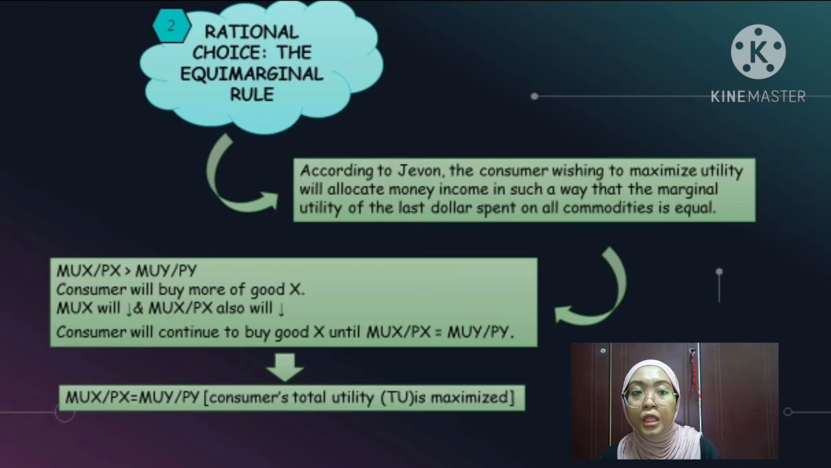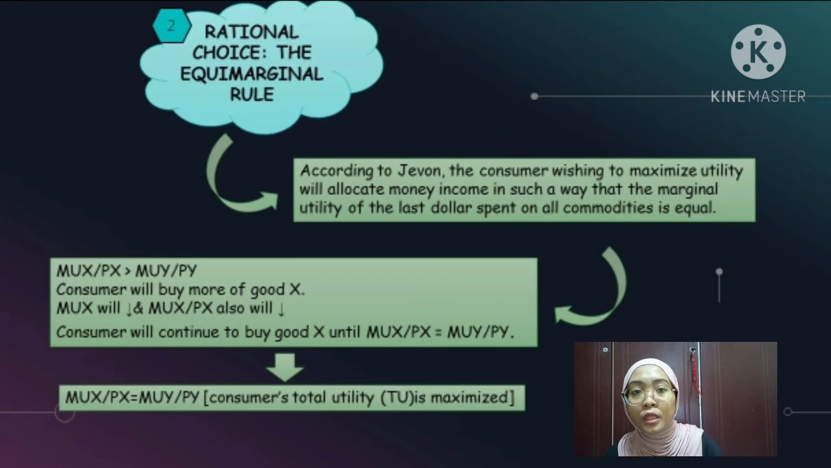To understand the theory better, we can look at the equation MUX over PX larger than MUY over PY. I can explain the equation. If the ratio of the marginal utility of X to its price is larger than that for Y, then the rational consumer will purchase more of X and less of Y. So marginal utility of X will decrease, and the marginal utility of X to its price will also decrease.